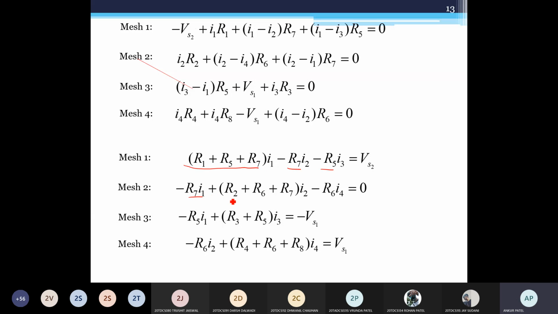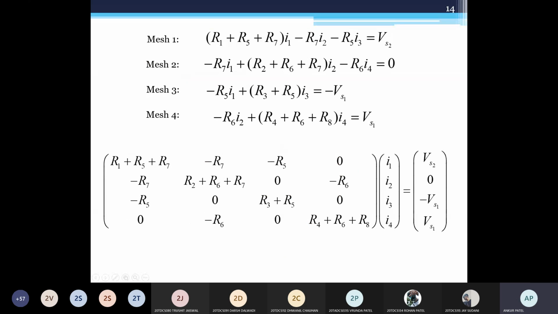We are making the matrix of these coefficients, so that is your resistance value. Here for I2 we have 0 resistance. So these are the coefficients of the unknowns. The unknowns are I1, I2, I3 and I4, and these are the voltage values that are given already, so we are taking them as constants. We have four unknowns, so we have a 4 by 4 matrix.